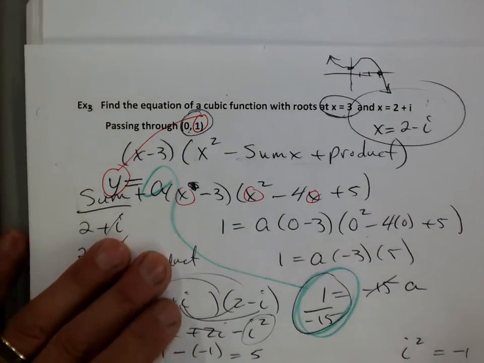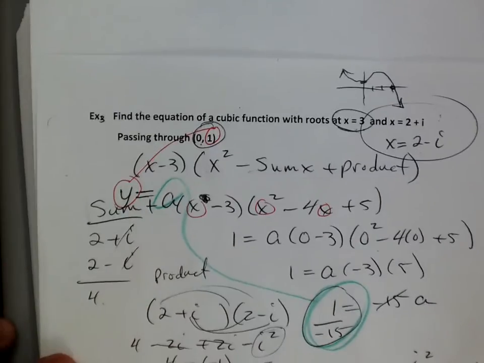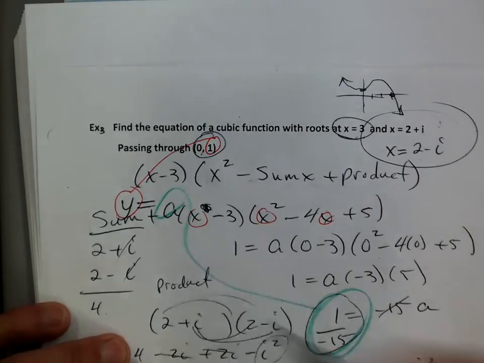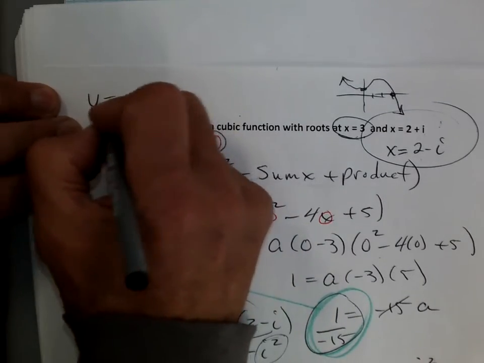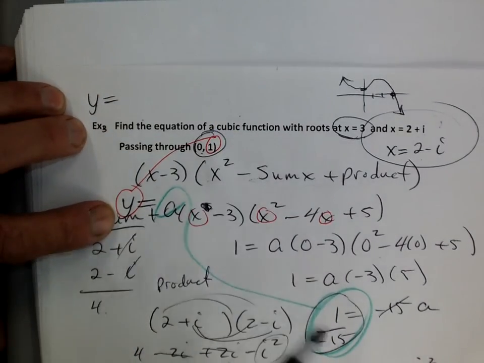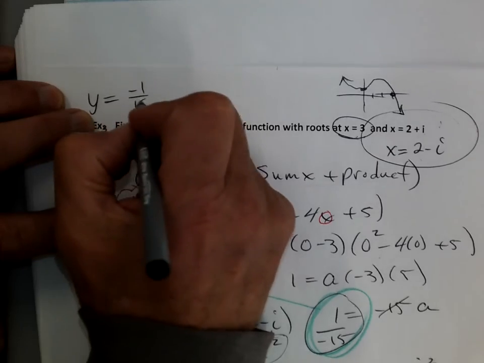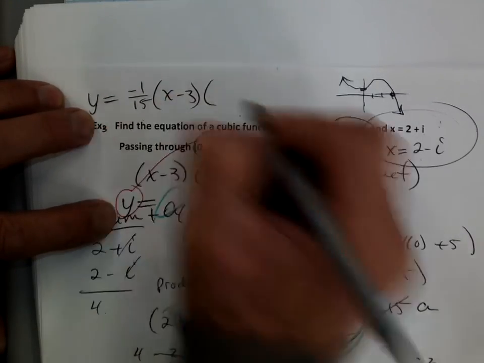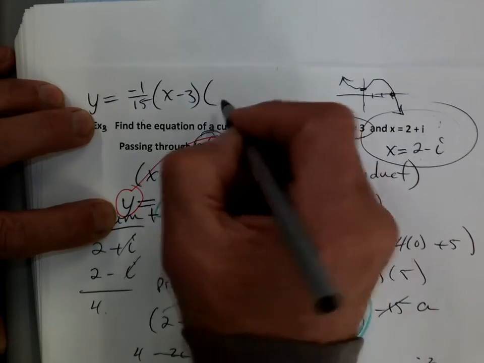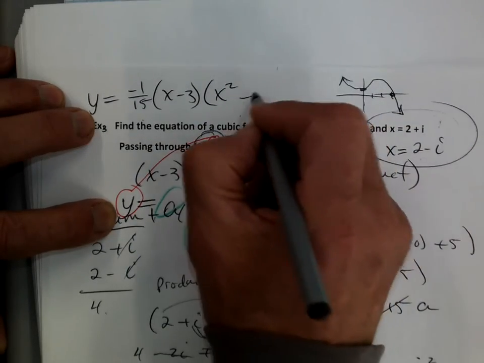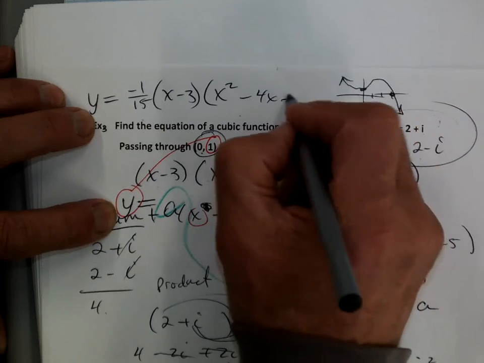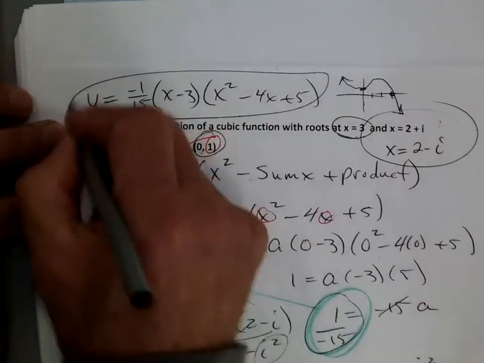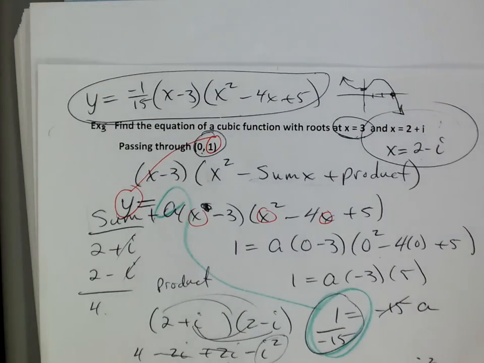So now I'll take this answer, I'm going to plug it right there. Okay, so my grand answer, I'm going to have to squeeze it up here. So my grand answer is y equals a, which is negative 1/15 times x minus 3 times x squared minus 4x plus 5. We'll talk more about this in our Zoom meeting. Okay, so there you have it.